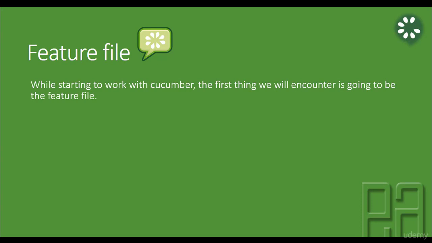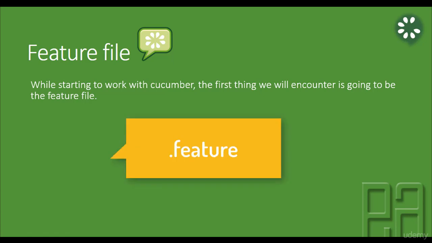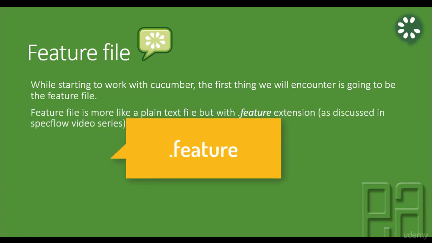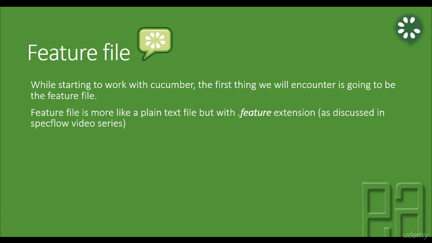Well, feature files. What is this? While starting to work with Cucumber, the first thing we'll encounter is going to be the feature file. As we have already created a feature file in our previous video, if you have watched that, we created a feature file in our IntelliJ IDE by giving an extension of .feature. The feature file is more like a plain text file, but with the .feature extension, as we have already discussed in our SpecFlow video series as well. This .feature extension is going to represent a feature file.